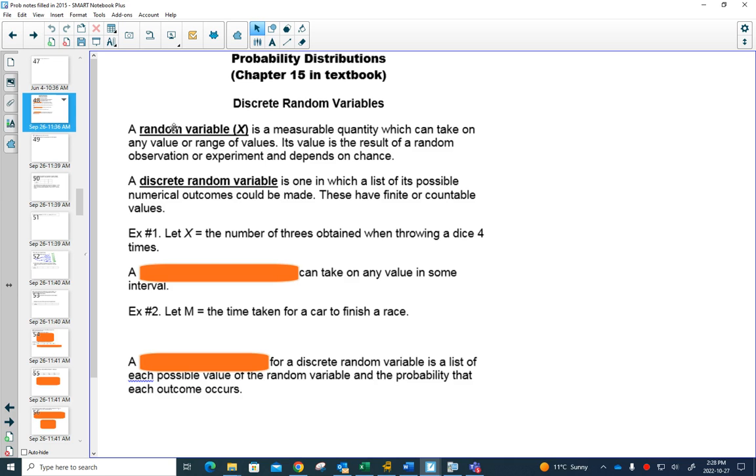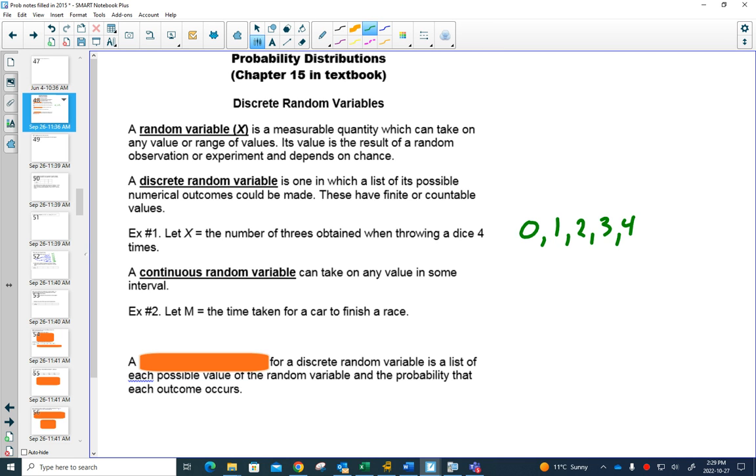So, if I roll a dice 4 times, here's my dice, the number of 3s that you could get. Is it possible to get 0 3s? Yes. Is it possible to get all 4 3s? Yes. So, let x equal the number of 3s, you could get 0, 1, 2, 3, or 4. There would be 5 possibilities of what could happen if I was counting how many 3s I got when I rolled 4 times.